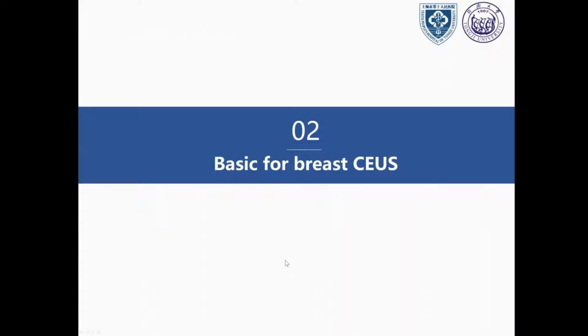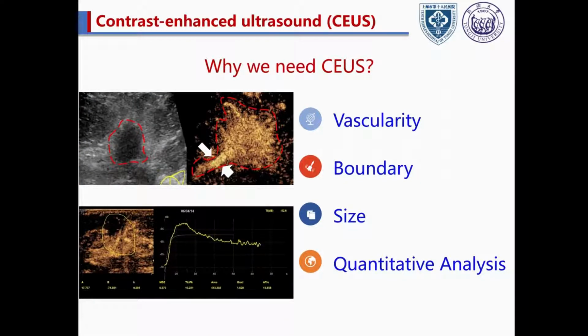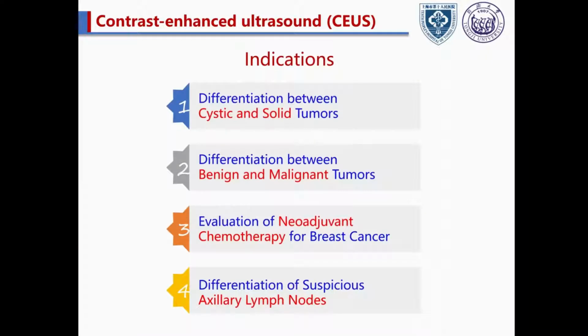The basis for breast CEUS. So why we need CEUS? It can evaluate the vascularity more clearly than conventional ultrasound. And the second, it can show the boundary of the breast lesion more carefully, and also it will allow us to see the exact size of the breast cancer. And also CEUS provide quantitative analysis of the blood perfusion of the breast lesion. So indications for CEUS in breast include differentiation between cystic and solid tumors, differentiation between benign and malignant tumors, evaluation of adjuvant chemotherapy for breast cancer, and differentiation of suspicious axillary lymph node.